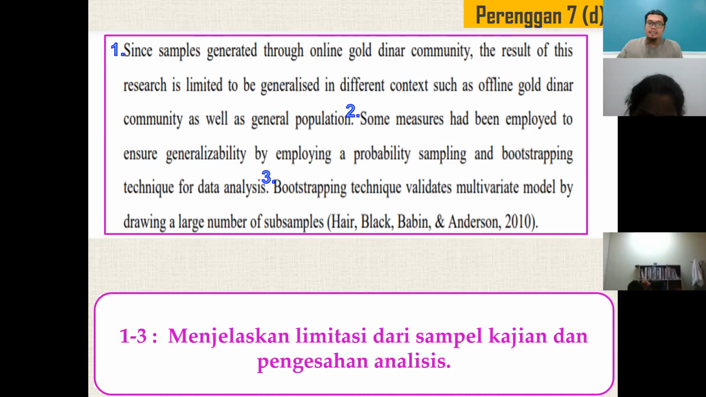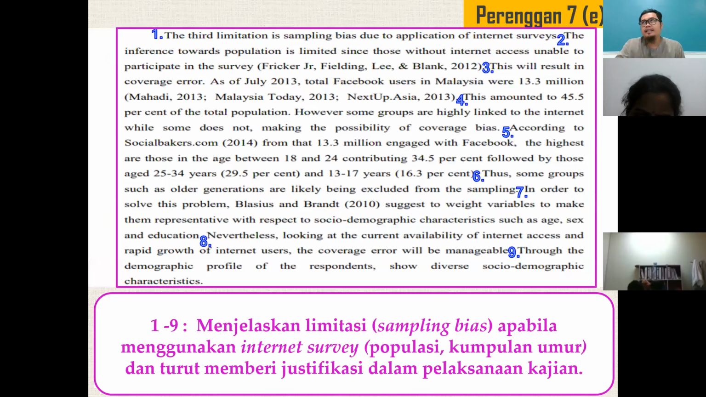So they also suggest getting a much larger sample, because this study was limited to only the online version of the Goldina community. So they suggest that the next study make the numbers very high. Okay. The third limitation is sampling bias, where they highlight the methodology now.